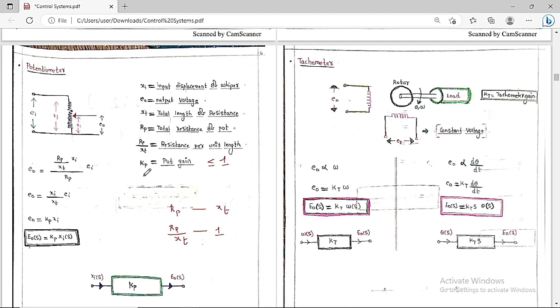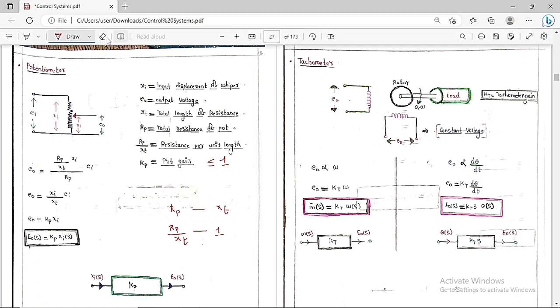Small correction here: Kp is the ratio of Ei by Xt. So this value is not less than or equal to 1. Actually, we don't know its value. So this point you always have to keep in your mind. Here Kp is nothing but the pot gain, the ratio of Ei by Xt. So E naught is equal to pot gain into Xi.